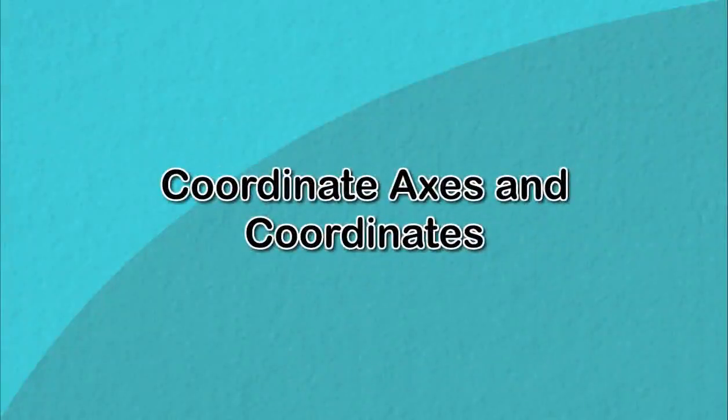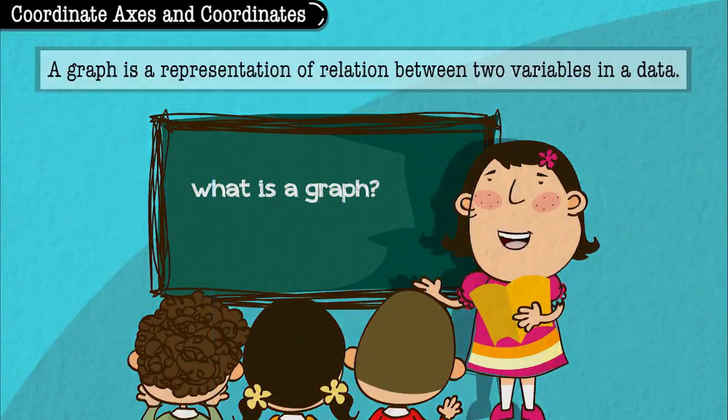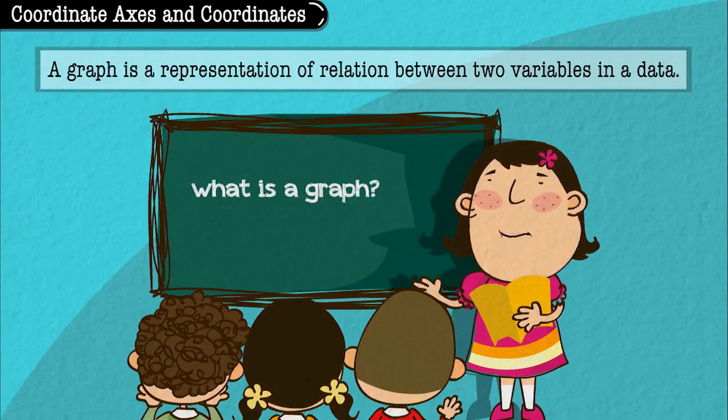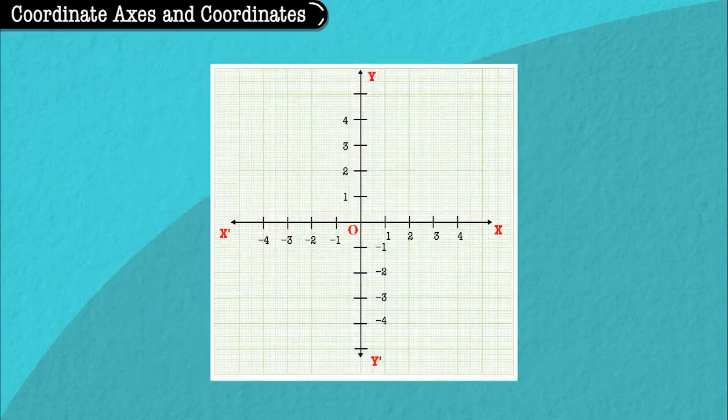Coordinate axis and coordinates. What is a graph? A graph is a representation of relation between two variables in a data. Displayed here is a graph. In this graph, one variable is represented on the horizontal line and the other variable is represented on the vertical line.